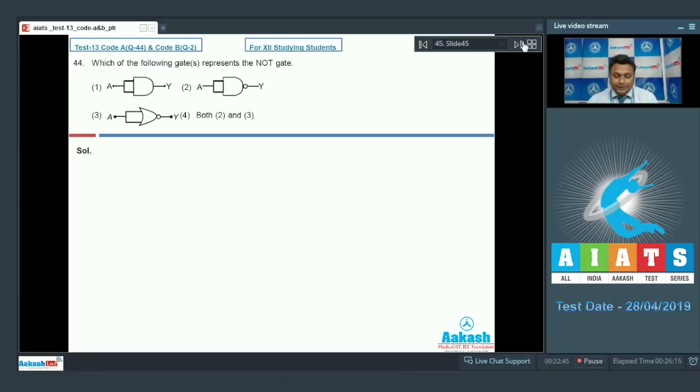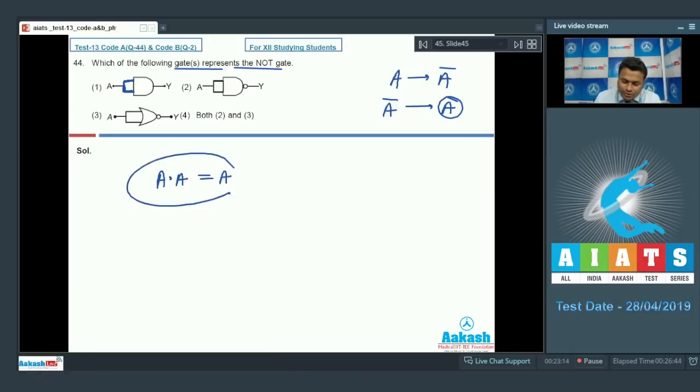Here is question number 44, everyone. Which of the following gates represent a NOT gate? We know very well for a NOT gate, if input is A, output must be A naught, and if input is A naught, output must be A only. So let's see. A single input is given which is bifurcated into two. So A, another A, so A and A always gets you A. Option number 1 goes wrong.